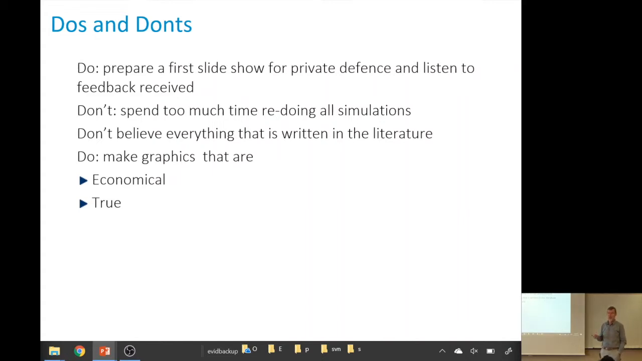Some papers oversimplify things that are perhaps correct for one experiment, but they claim something that is not always correct. So not everything that is written is true. That's true on Facebook. Most of it is not true, but even in the literature, some of it is not true. Then I'll say a few words about the graphics.